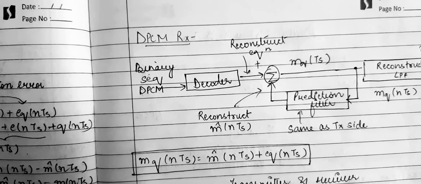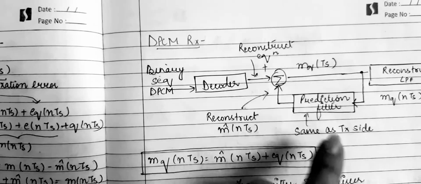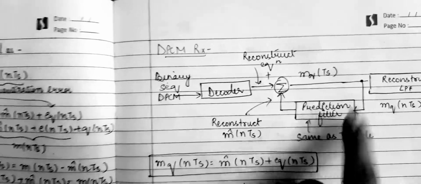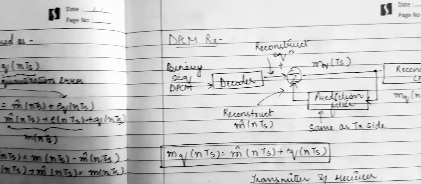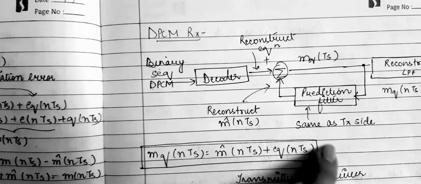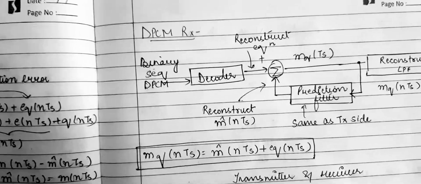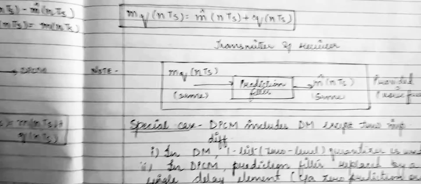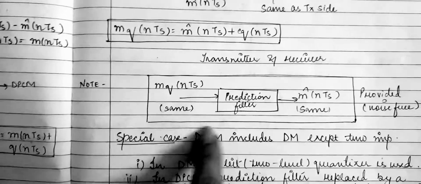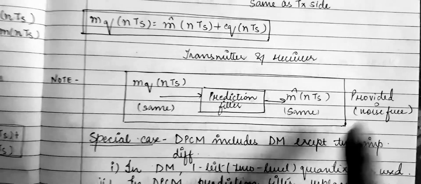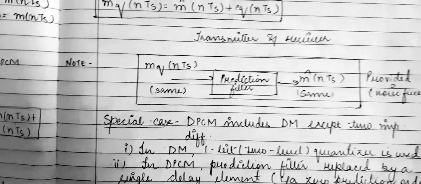Now we can see the DPCM receiver consists of a decoder, prediction filter and the low pass filter. Here the prediction filter is the same as that of the transmitter side. Here we get mq(nTs) equals m-cap(nTs) plus eq(nTs), that is the same as on the transmitter side. Now we can see that at the transmitter and the receiver we have the same mq(nTs) and m-cap(nTs). So this provides a noise-free environment.